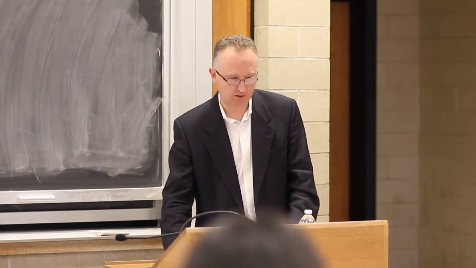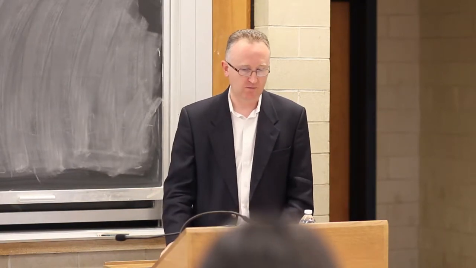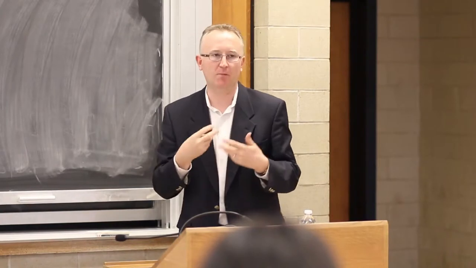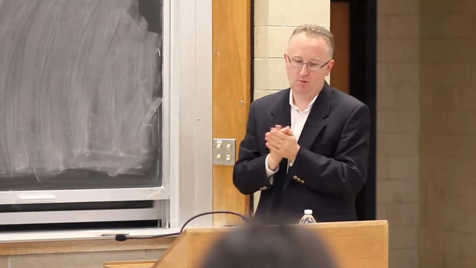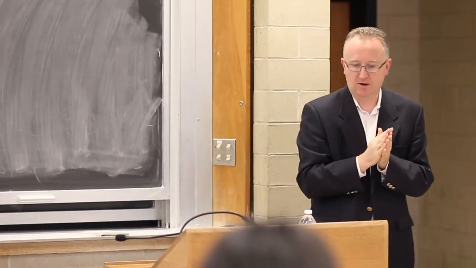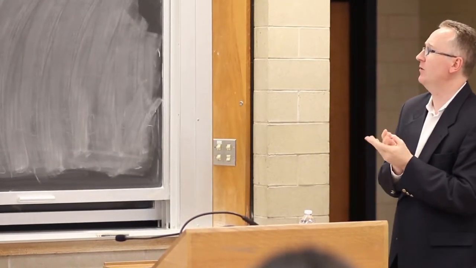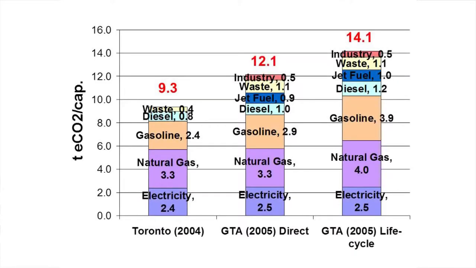Sorry, let me just go back to that. Just one last thing, to give you a little more insight into the effect of upstream emissions. This is a slide that I put together about 3 or 4 years ago, where we just contrasted the city of Toronto's 2004 inventory, where the city of Toronto is said to have a GHG emission of about 9.3 tons per capita.